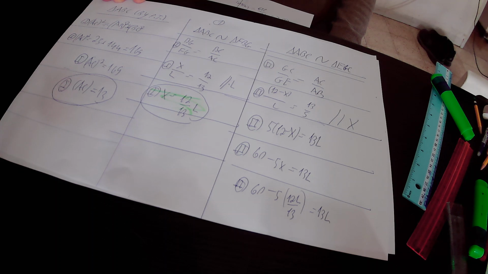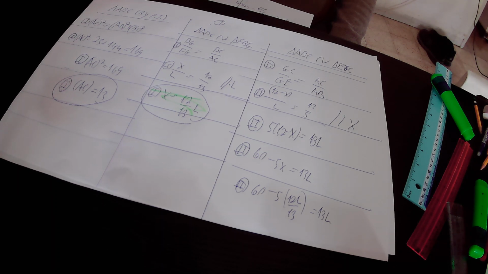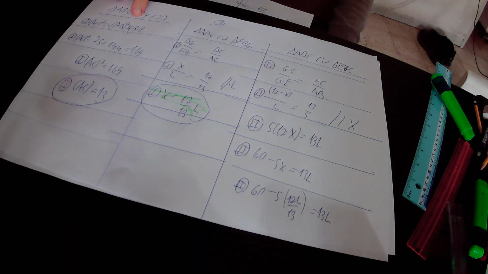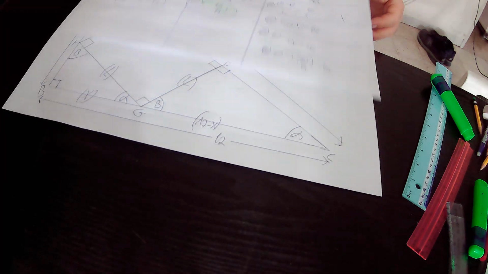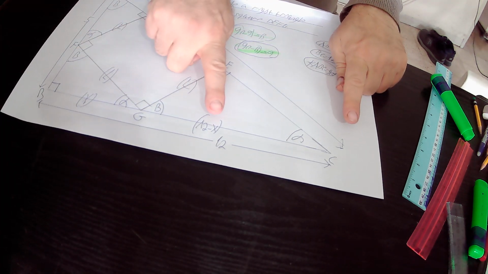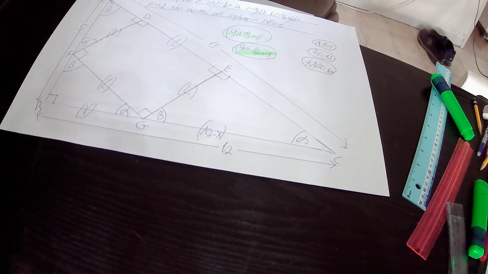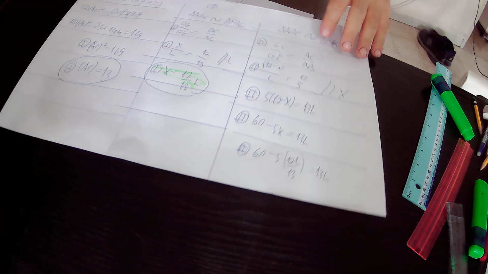So AC square equals AB square. AB is 5, therefore AB square is 5 squared, that is 25, plus BC square. BC is 12. Here, BC equals 12 units in its length. Therefore BC square is 12 squared, that is 144.